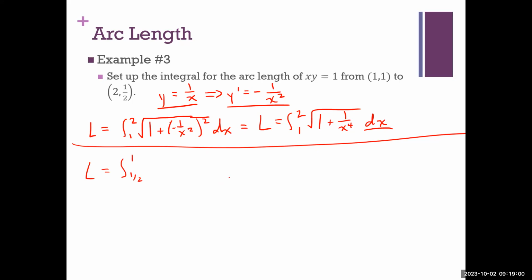What else am I going to have to do? I got to isolate x. I isolated y before, so x equals 1 over y. Now what? The derivative, x prime, is what? Negative 1 over y squared. So a lot of symmetry there.